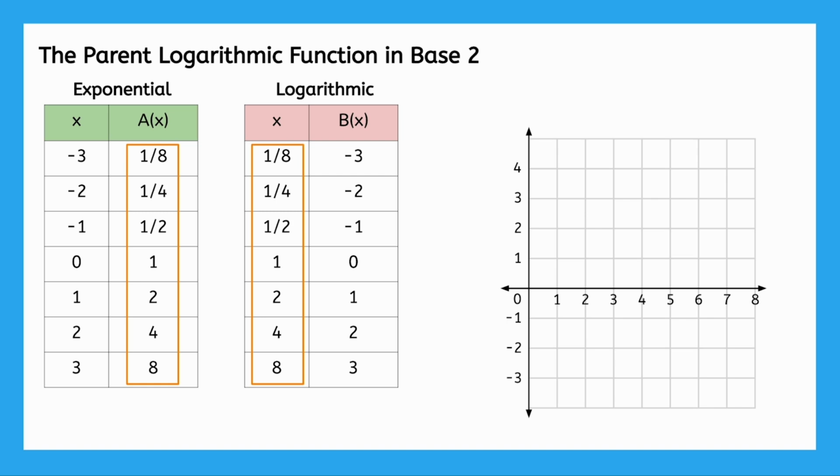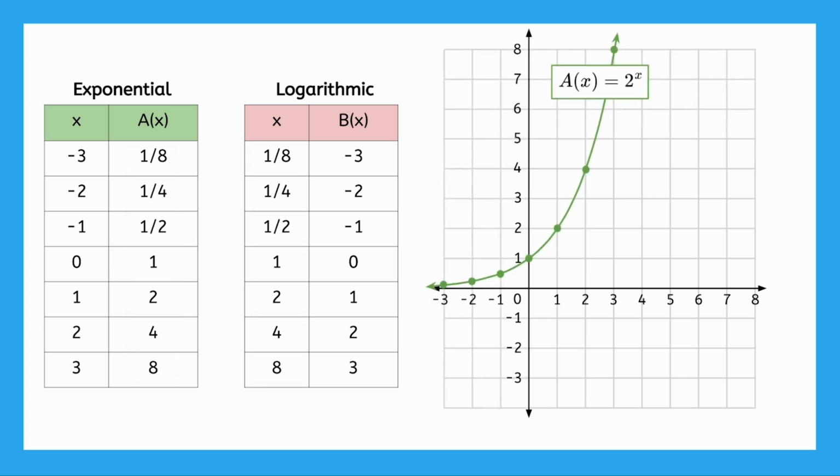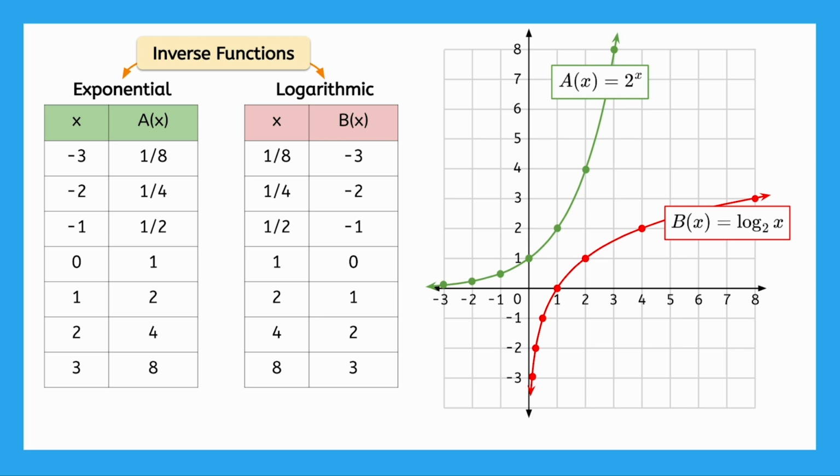Let's bring back the graph of a. If we grab all the points from this exponential curve and switch their x and y coordinates, we get the graph of the logarithmic function. All this switching is starting to ring a bell. Earlier in this course, we learned about relationships that behave like this. Do you remember what we call them? We call them inverse functions.